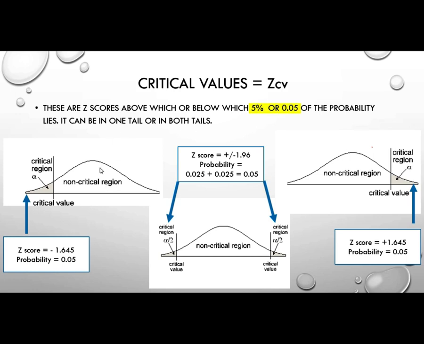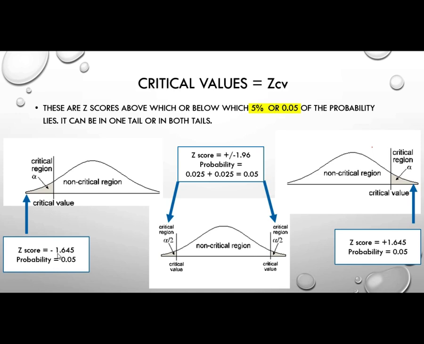So let's look at this. We've got a normal curve, and we've got 95% of the observations in this region, the non-critical region. If 95% are here, then that means 5% are here. The z-score to find that critical value is -1.645, beyond which anything found over to the left here would be considered significant. The probability at -1.645 is 0.05.